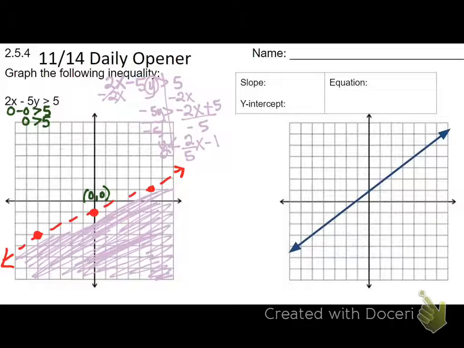The next problem. I gave you a graph. I gave you a line. You're to tell me the slope, the y-intercept, and then write it as an equation. Ben, what are we going to find first? The y-intercept. Okay, what is the y-intercept? 1. Okay, so my y-intercept is going to be a 1.